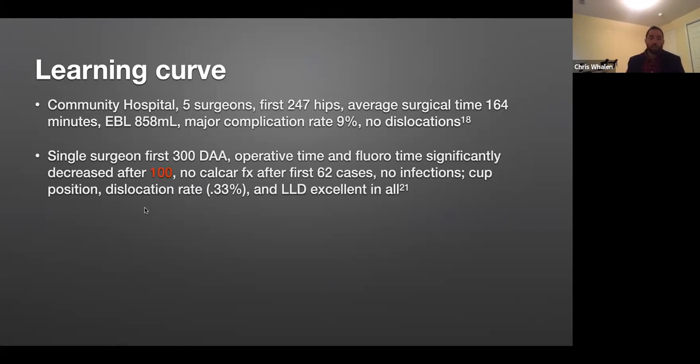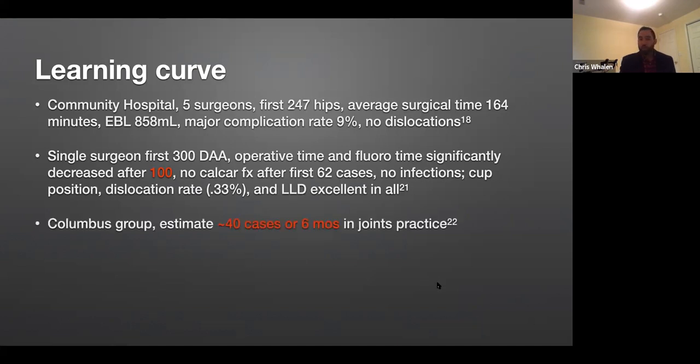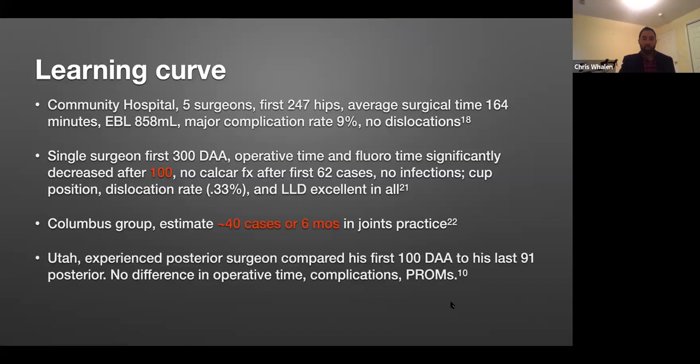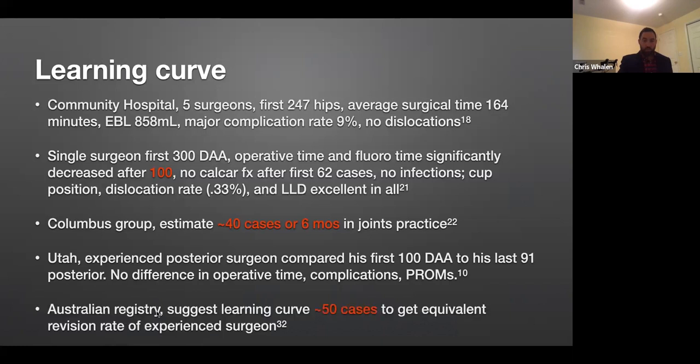This was OrthoCarolina, as one of the surgeons switched to DA. He found after about 100 cases, his operative time and fluoroscopy time had significantly decreased. He had no fractures after 62 cases, no infections in any of them. And he saw benefits in cup position, dislocation rate, and limb length discrepancy from the get-go. I think that's just a function of easy fluoroscopy. Columbus, Ohio, their group estimated it takes about 40 cases or 6 months in a joint arthroplasty practice. Utah, another posterior surgeon who switched to anterior, really found no difference in operative time, complications, or patient outcomes, even in the initial patients.